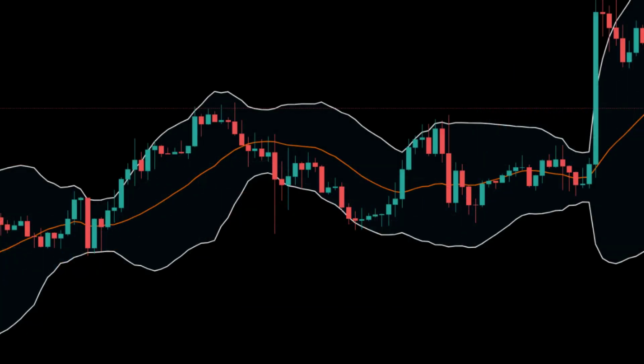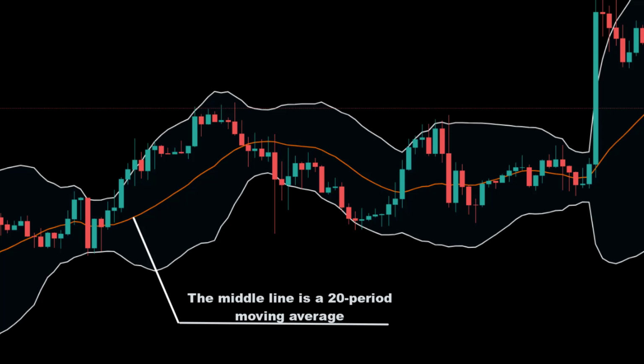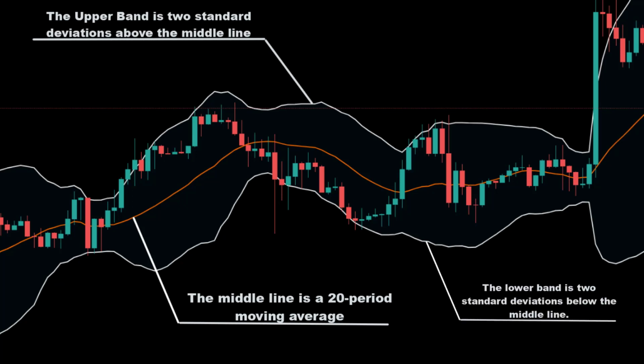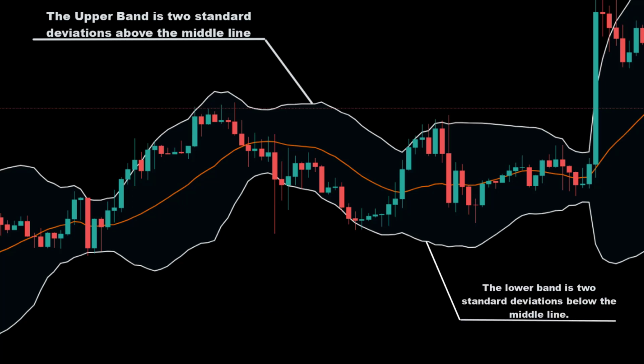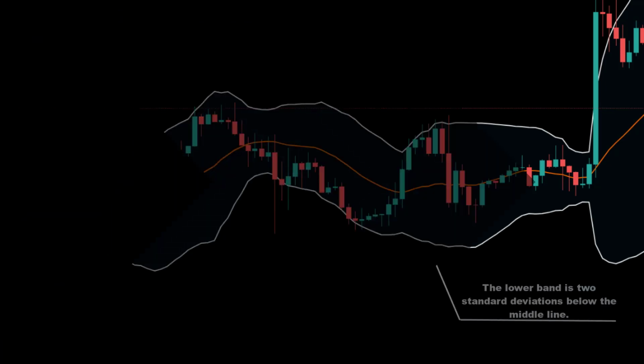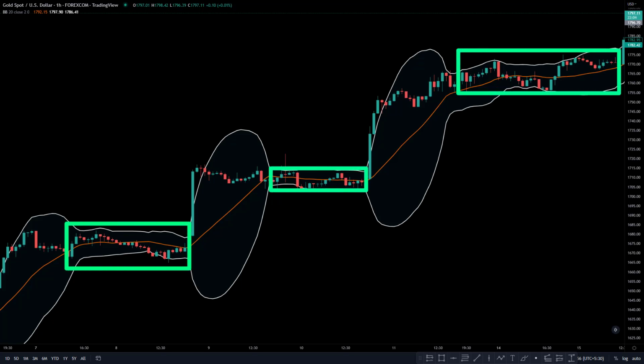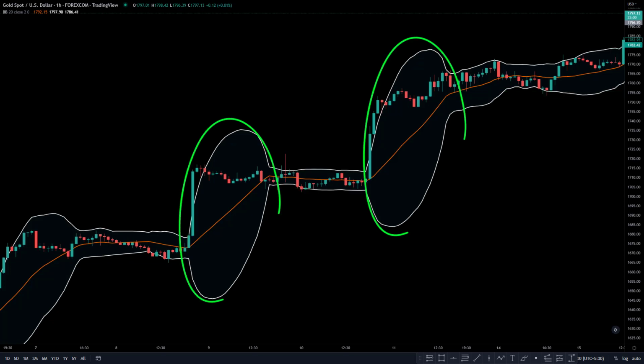Here is what you need to know about the Bollinger Band. The middle line is a 20-period moving average. The upper band is 2 standard deviations above the middle line, and the lower band is 2 standard deviations below the middle line. The two bands are used to interpret market volatility. When there is low volatility, you will often notice that the bands contract, and this mostly results in a sideways consolidating market. When there is high volatility in the market though, you will often notice that the bands tend to expand, and this mostly results in a trending market.